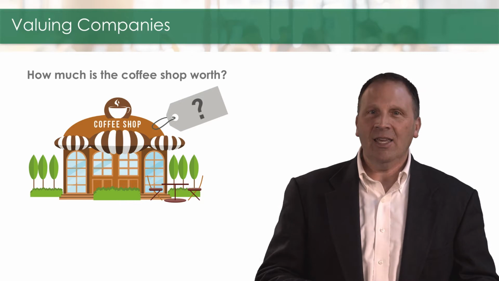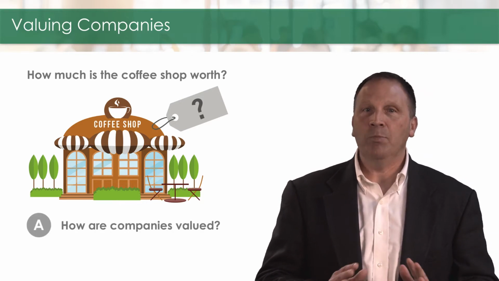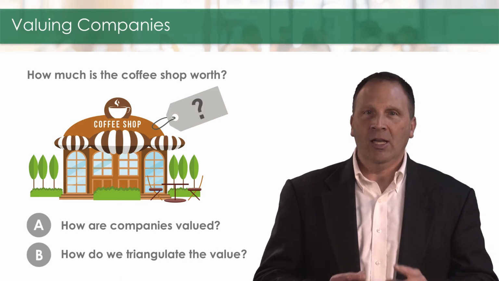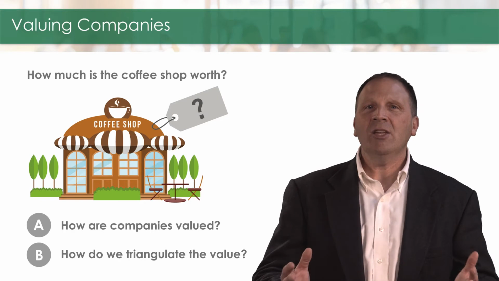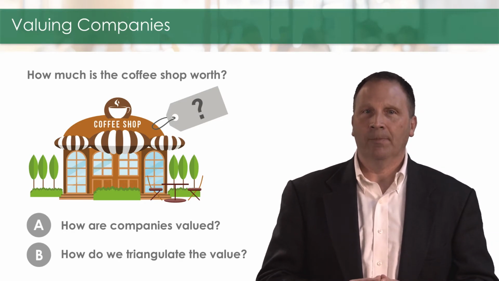So the idea here is to A, give you a sense for how things are valued, and B, come up with ways to triangulate the value of a company. In other words, try to figure out a range of reasonable values and determine what the assumptions are that are driving them. In other words, this will be the start of your negotiation.